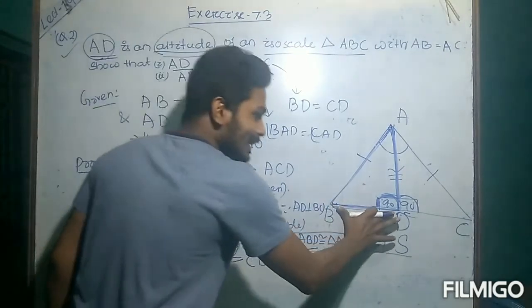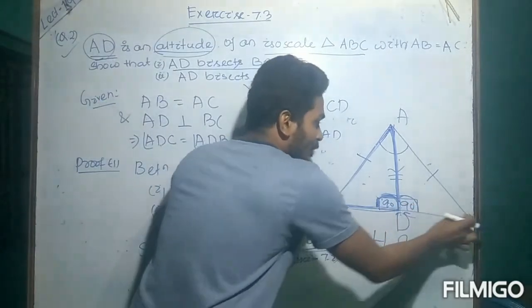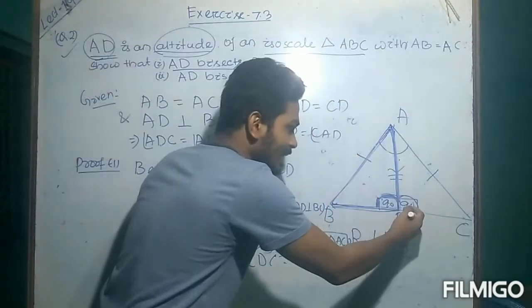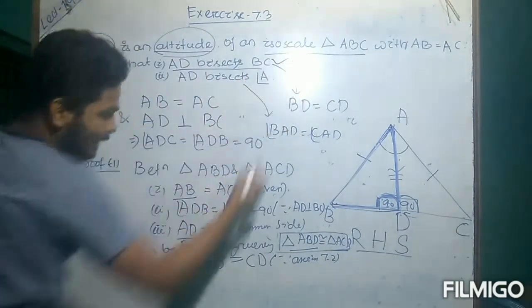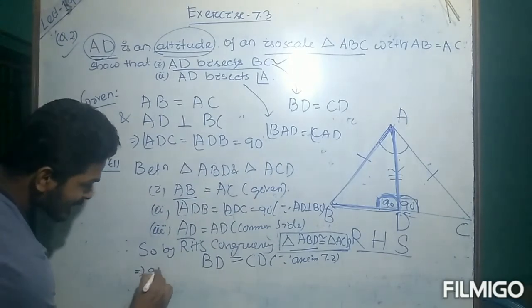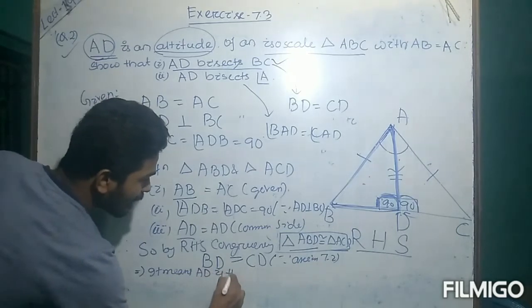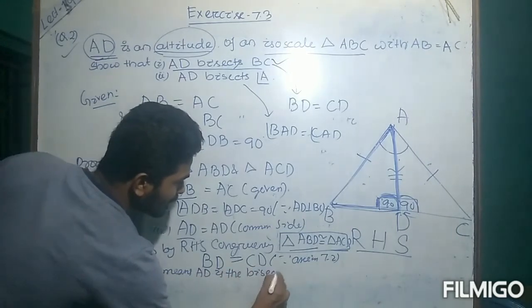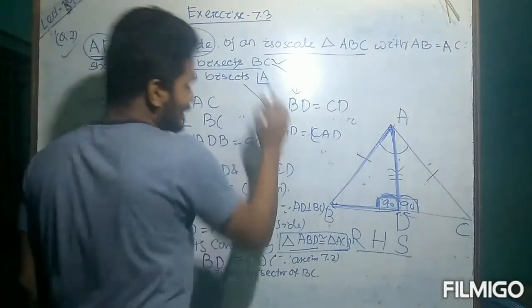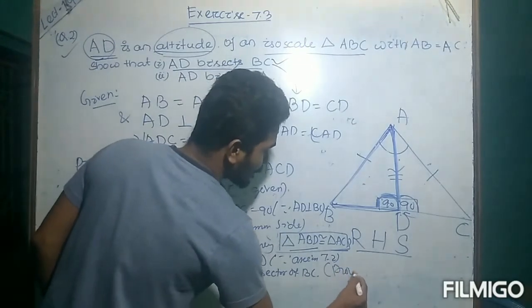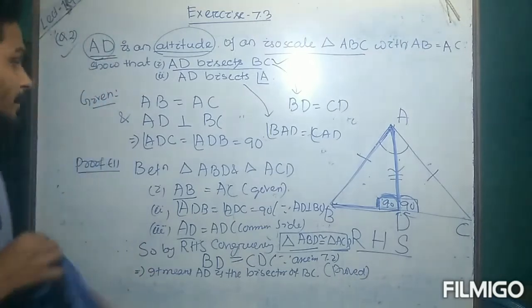So we have proved that BD distance is equal to CD distance. It means D is the midpoint of BC. It means AD is the bisector of BC. This is proved. So we have proved the first statement. Here you can write, it means AD is the bisector of BC. Understood? So the first statement has now been proved. Next we will move to the second statement.